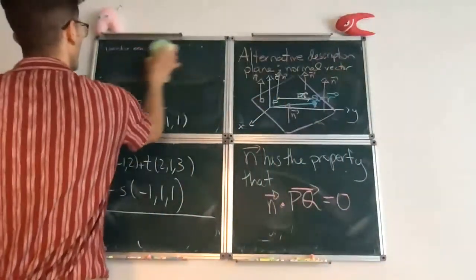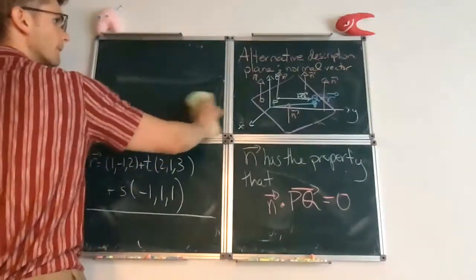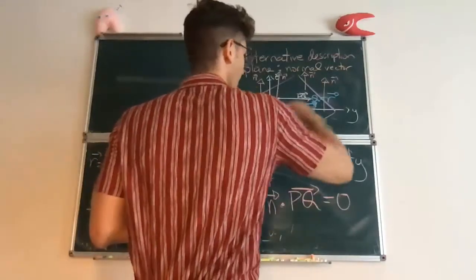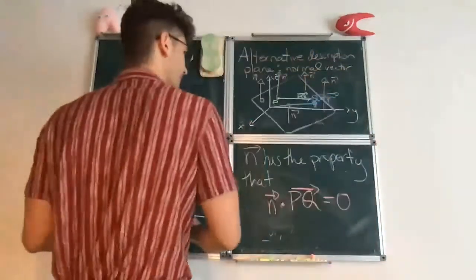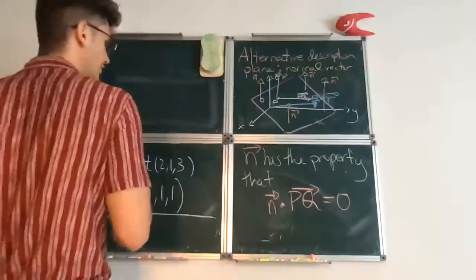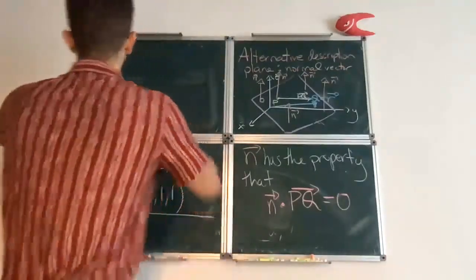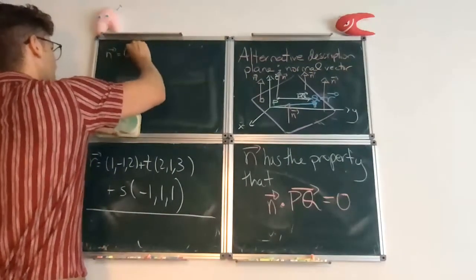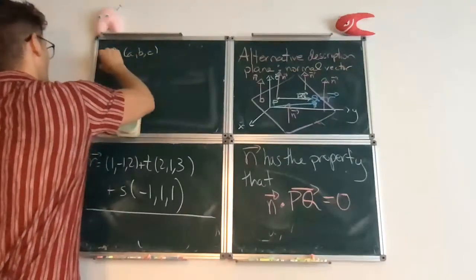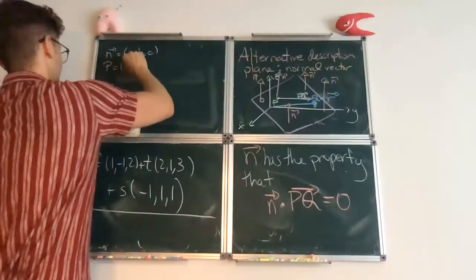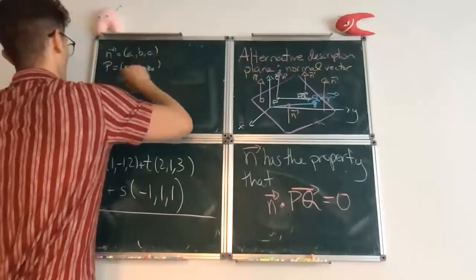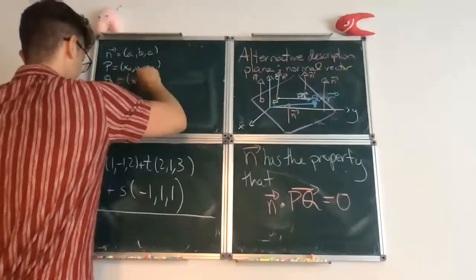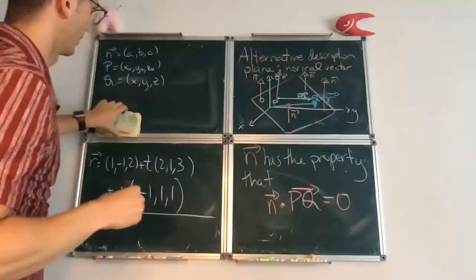Well, let's just use some notation. Usually, the vector n is given, so let's say that it has components a, b, c. P is given, so let's say it has components x naught, y naught, z naught. And Q is not given. That's what we're trying to find. So it has components x, y, and z, because those are the ones that we don't know.